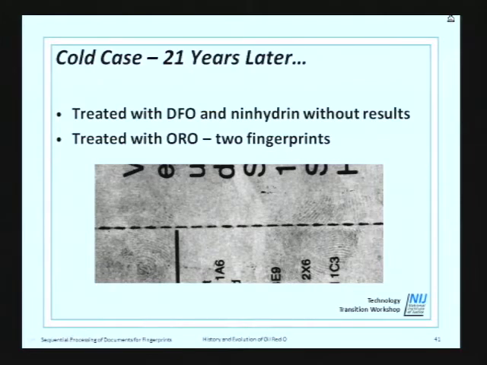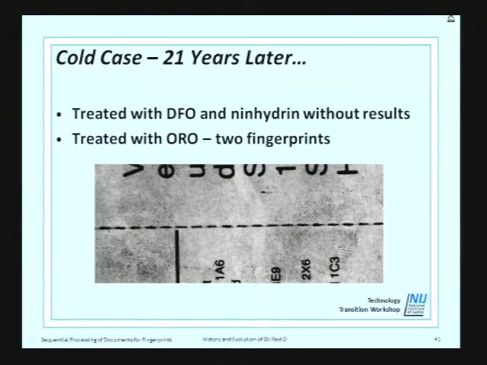At that time, the paper was just not treated at all. So I don't know why, but after 21 years, they just bring it to the lab, and I take a look at it. Finally, I'm going to do DFO and the ninhydrin. That's the first thing to do in this. So I do the DFO and the ninhydrin without any result at all.